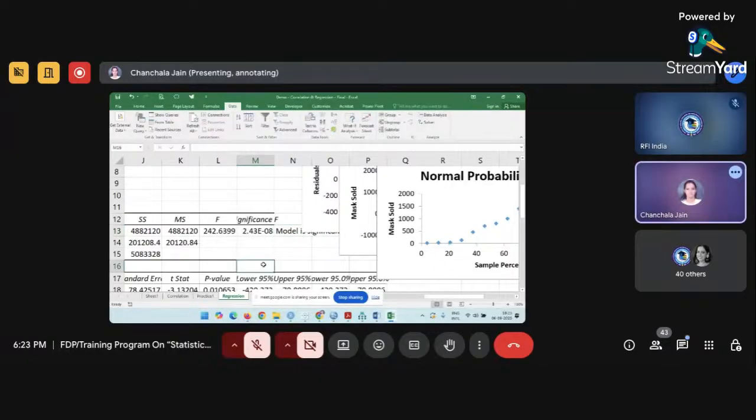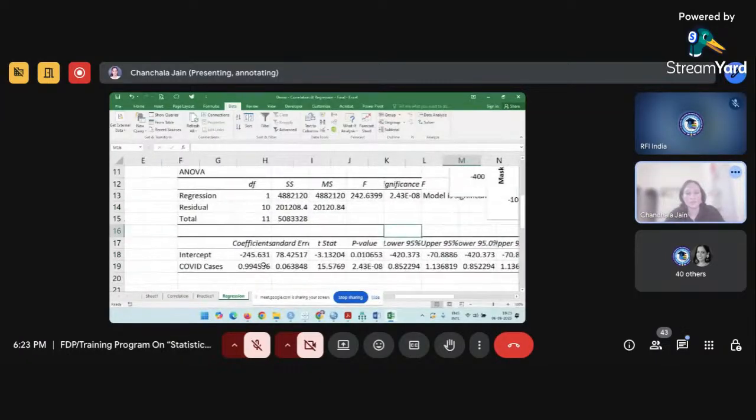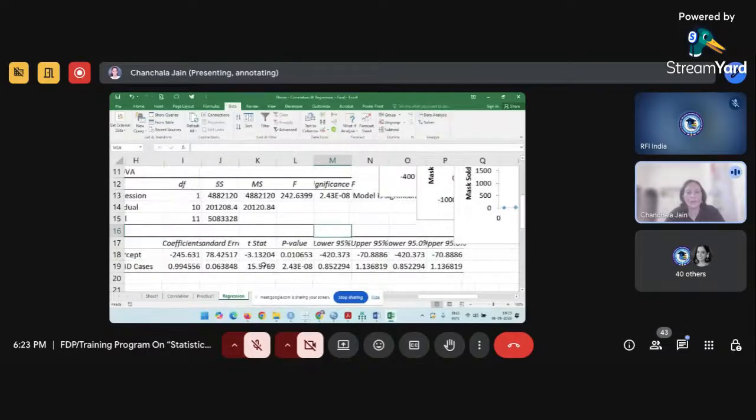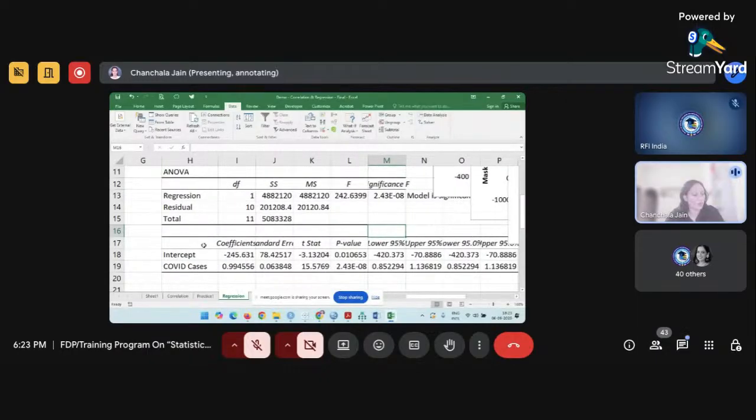Fine. Going down, the important table is the coefficient table. Here we have the intercept value and the coefficient value of the COVID cases. That is the A and B value, or alpha and beta. This is your A or alpha.